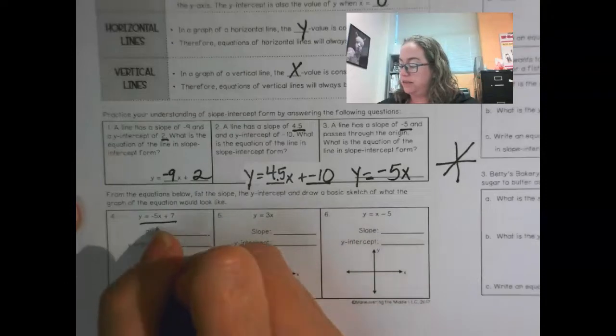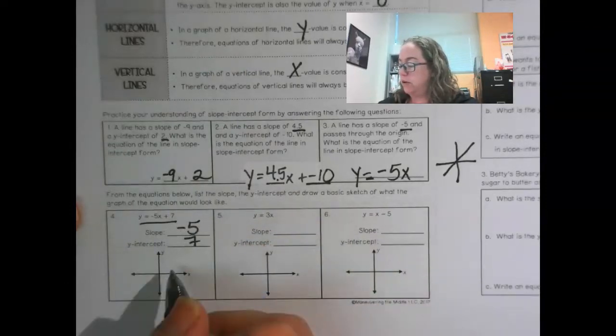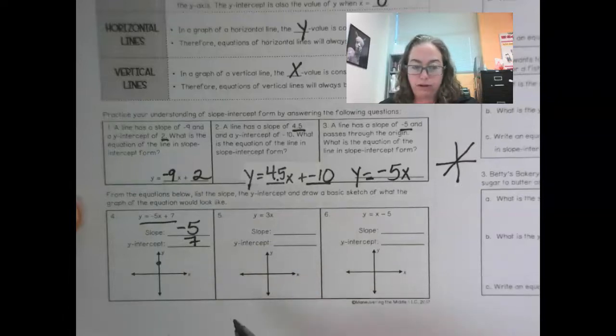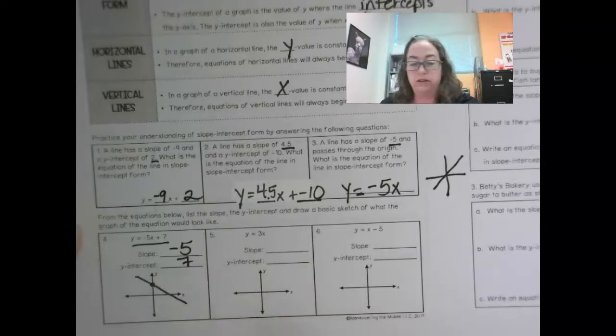The slope is negative 5. The y-intercept is 7. So the y-intercept will be somewhere up here, and it's negative 5, so it's a negative slope. So your line should look like this.